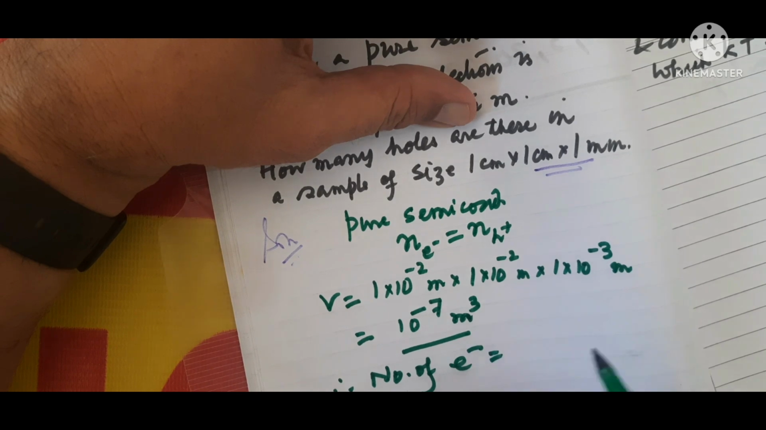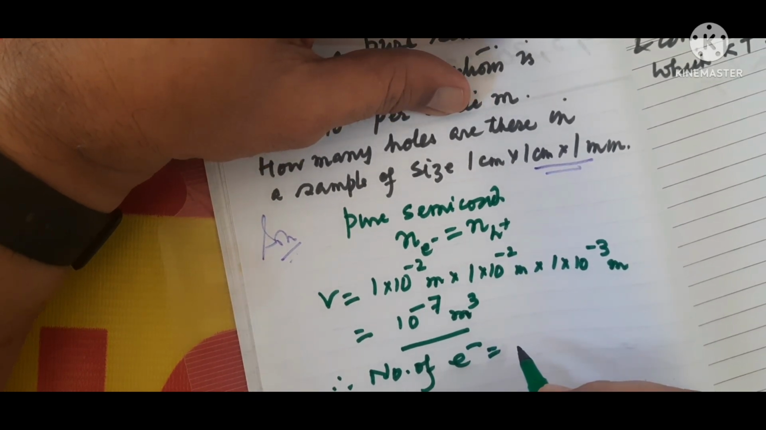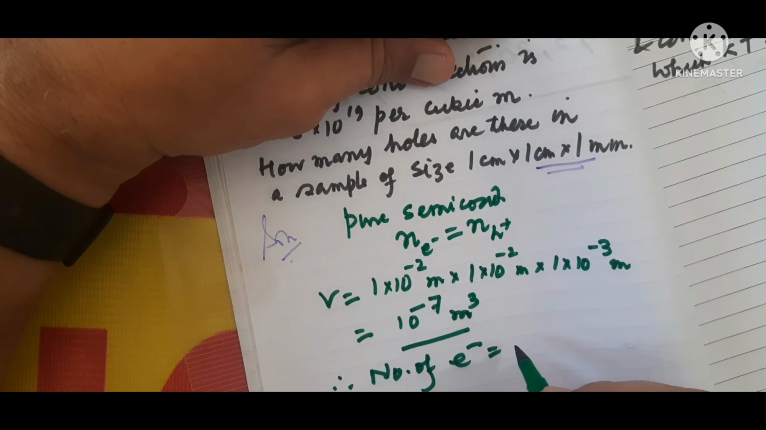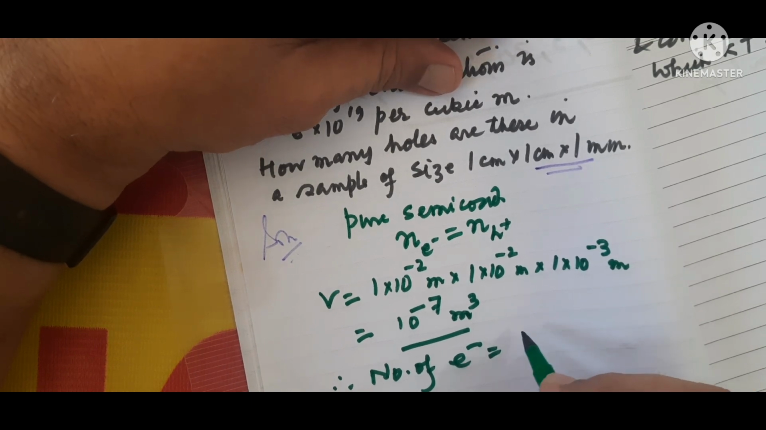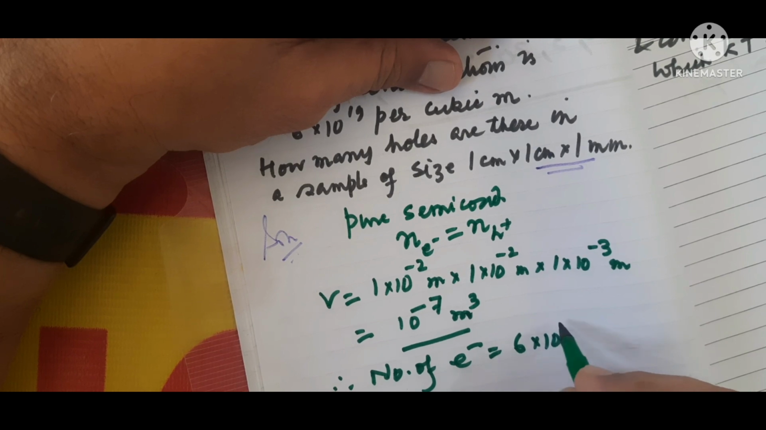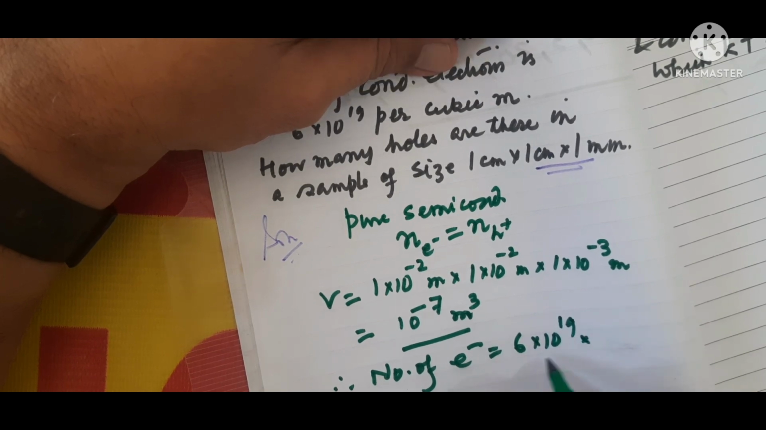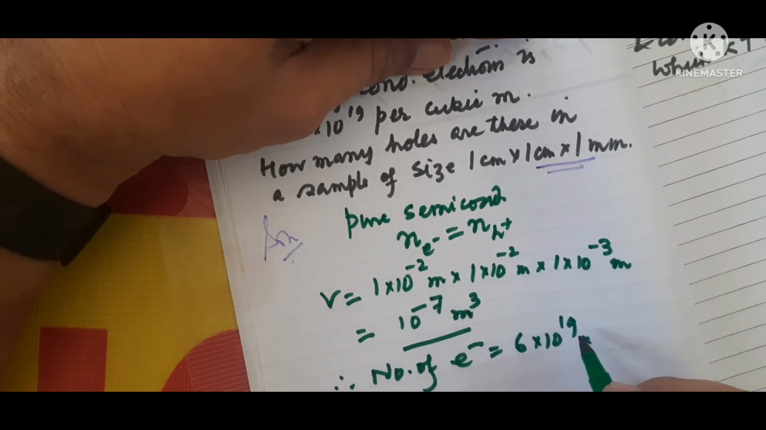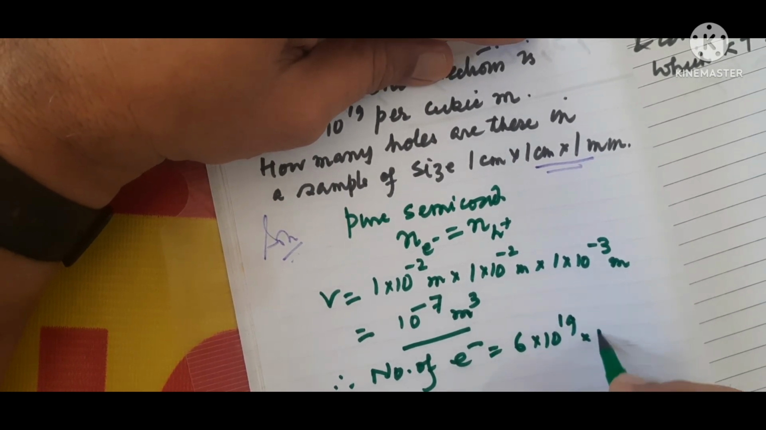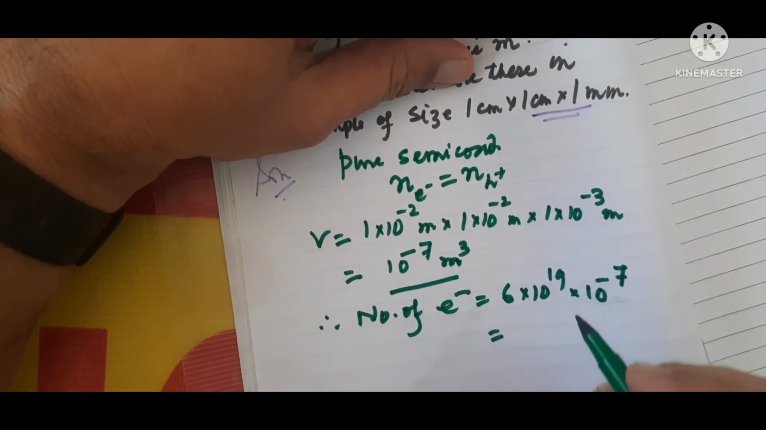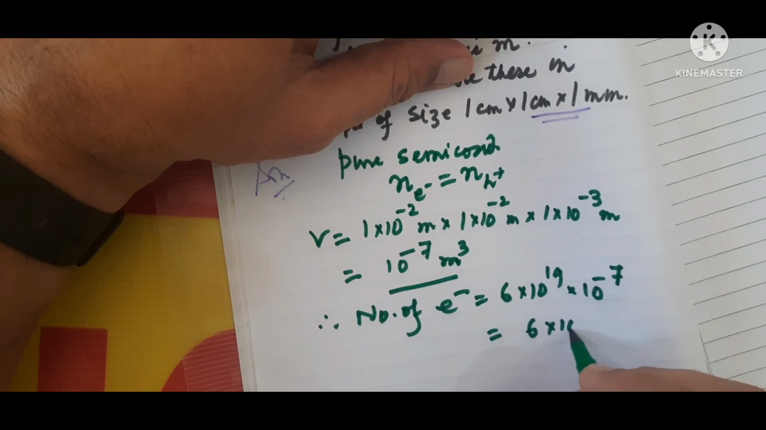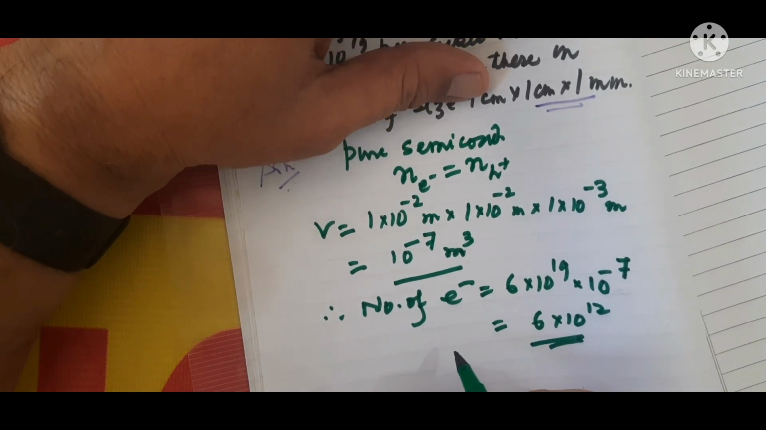free electrons will be, how much is the number of free electrons? In 1 meter cube there are 6 into 10 to the power 19 conduction electrons. So, 6 into 10 to the power 19 free electrons in 1 cubic meter, and we have that much cubic meter, 10 to the power minus 7. So, that comes out to be 6 into 10 to the power 12. That will be the number of free electrons.